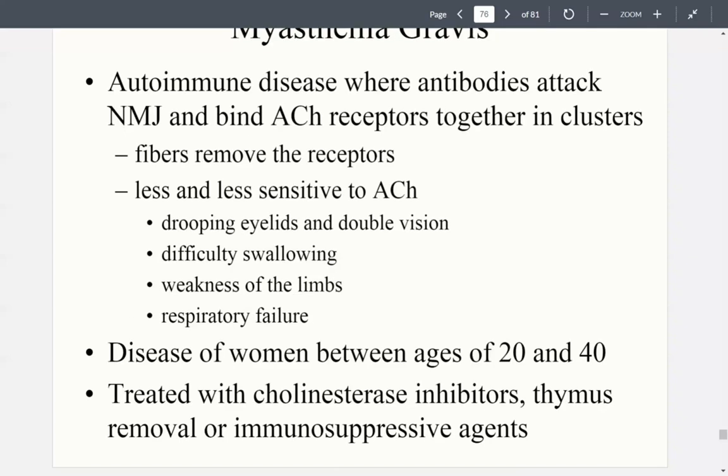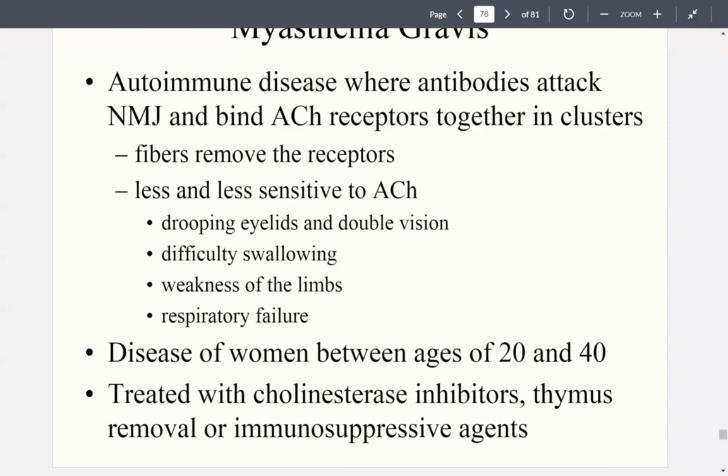This is actually typically seen most frequently in women between the ages of 20 and 40. That does not mean men cannot get it. We just see it far less frequently in them. This does not mean you cannot develop it under the age of 20 or over the age of 40. It's just seen far less. This is the most frequent presentation.